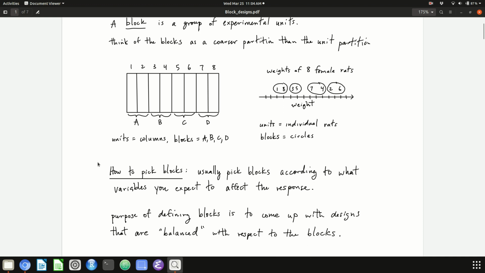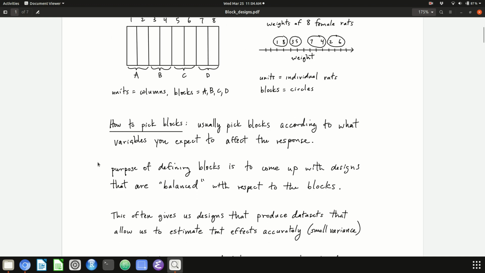The purpose of defining blocks is that you want to come up with experimental designs, which is the allocation of treatments to units, that are balanced with respect to the blocks. We'll go into more detail about what it means to be balanced. But the main idea is that designs that are balanced or close to balanced produce data sets that allow us to estimate treatment effects accurately.